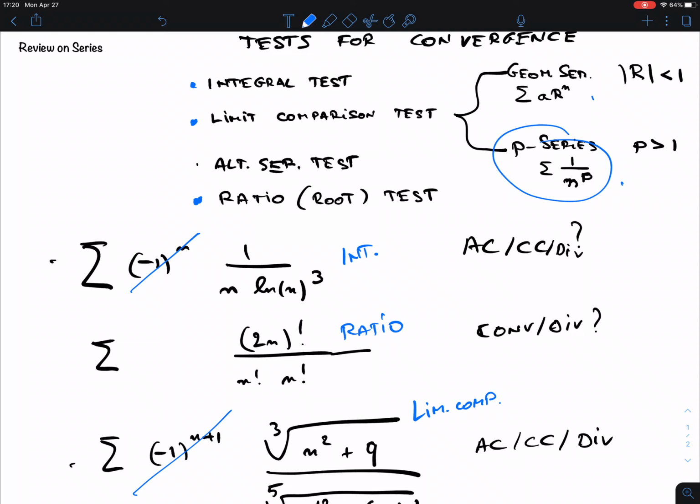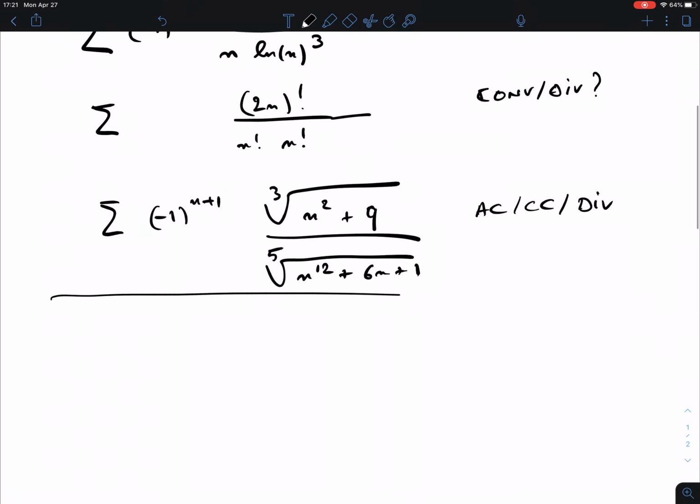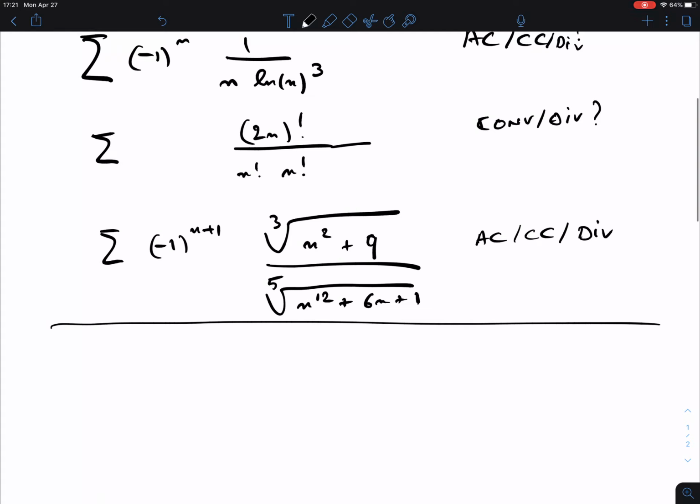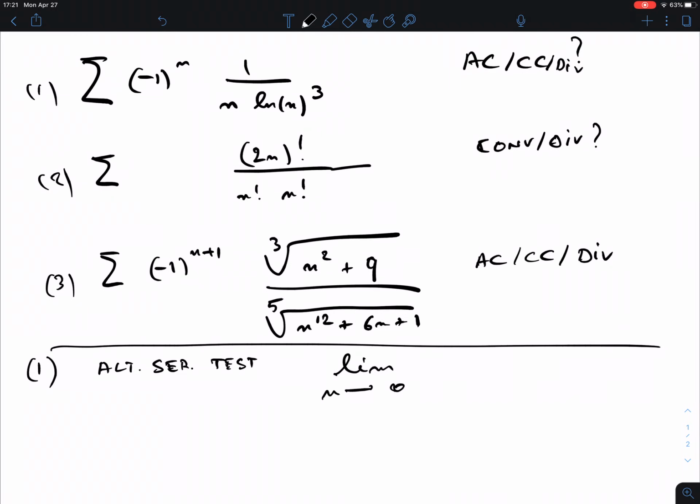Now, I want to work them all out, so I'm going to get rid of all the blue stuff that I just did. Okay, so let's work it all out. The first one, we have to do ACCC. So the first thing is, let's call them 1, 2, and 3, right? So for number 1, I do the alternating series test first. That means I have to calculate this limit for n going to infinity. Now, remember, what you have to do is ignore the sign. So you get this quantity that you have to find the limit of.